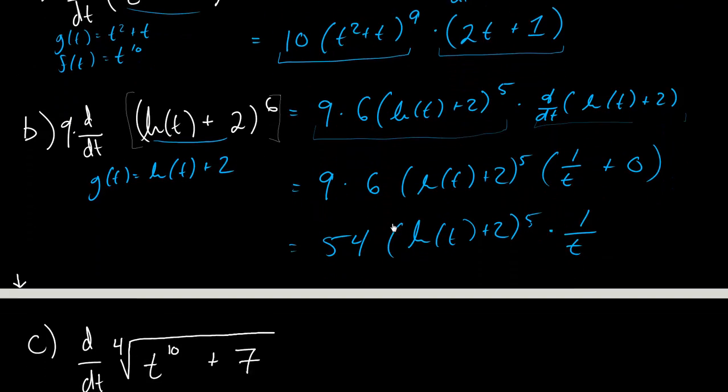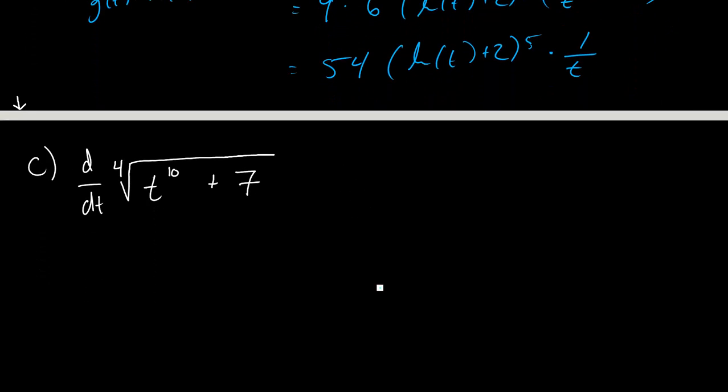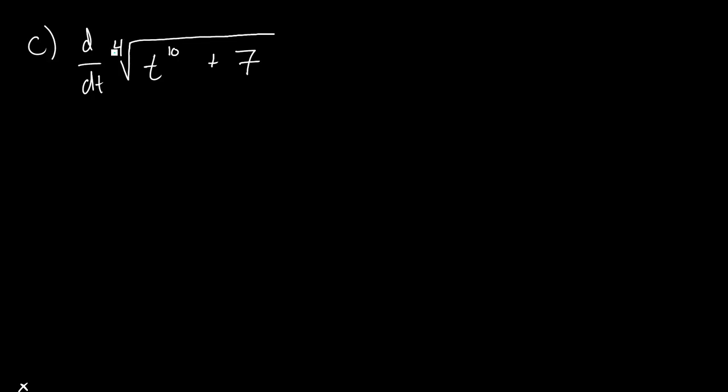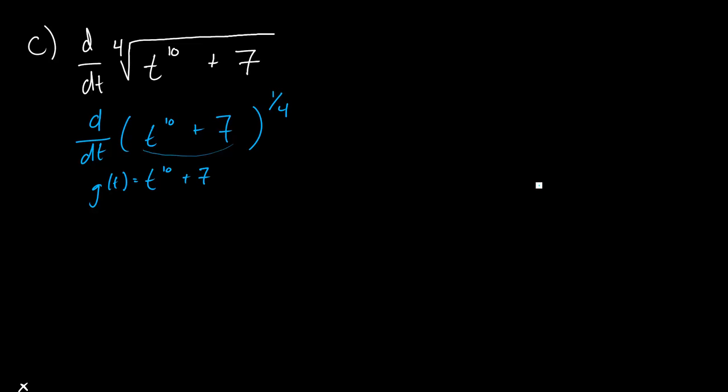Okay, so let's look at one more example here that may not look like a power function at first, but this actually is. I'm not going to take any derivatives yet, but I'm just going to rewrite this as d over dt of t to the 10th plus 7, and then remember the fourth root is really the 1/4 power. Right? And so once we write it like that, hopefully we can see that my inner function here, g of t, is equal to t to the 10th plus 7.